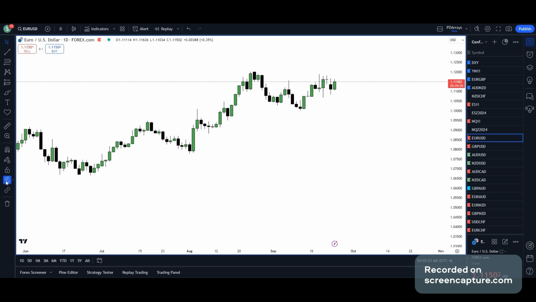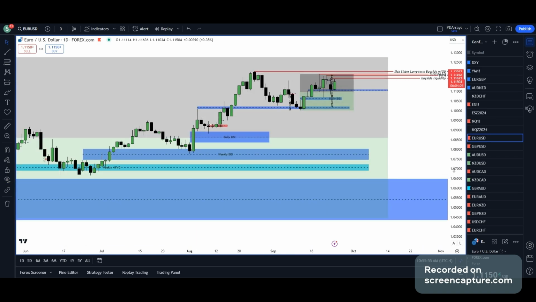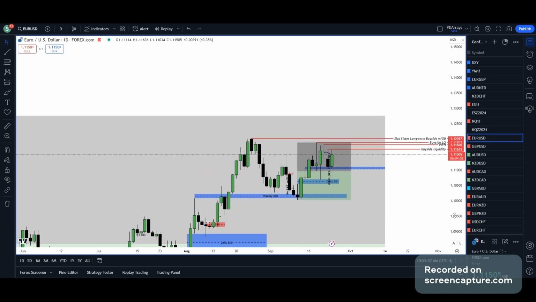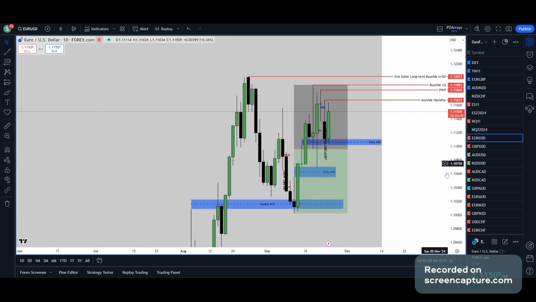So I'll go ahead and flash my annotations up on the screen here now, and I'll zoom in a bit to get more relevant.